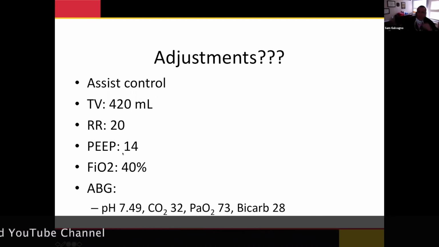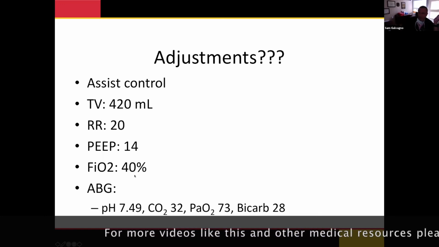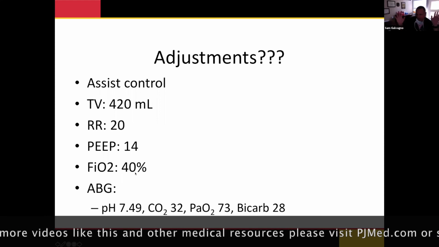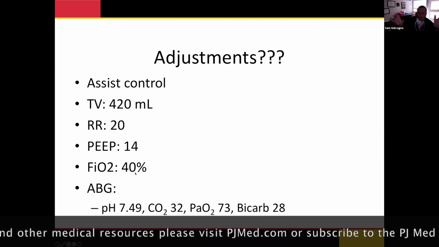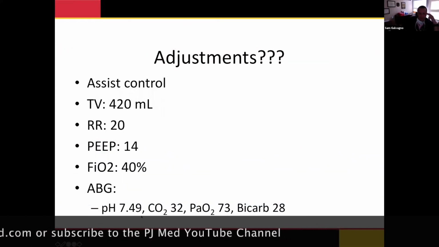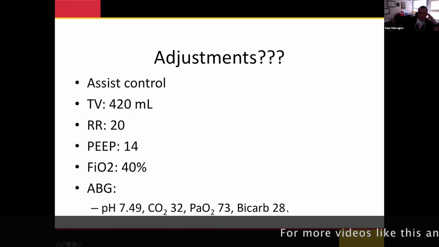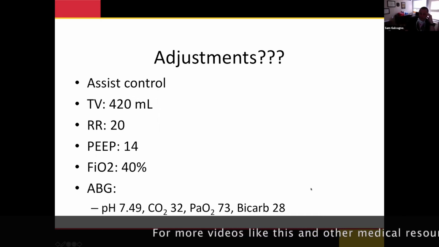PEEP. Now they went up on the PEEP a little bit more. This patient was probably a little more hypoxic, so that's why they did that. But they brought the FiO2 down to 40%. So okay, no harm, no foul here, but that's just what they did. And now here's the blood gas that they have for this patient: 7.49 pH, a CO2 of 32, a PaO2 of 73, and a bicarb of 28. So anybody want to take a stab at that?